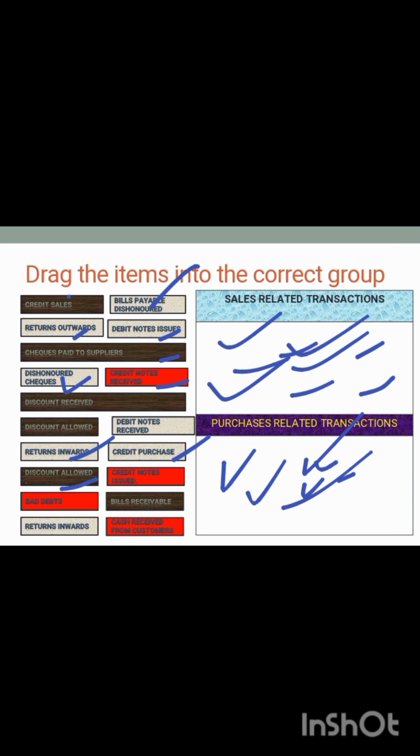All right, that is how this activity goes. We have been able to drag the items into the correct group. Items relating to sales have been brought to the group for sales, and items relating to purchases have been brought into the group relating to purchases. All right, now we can go ahead to look into all of this.